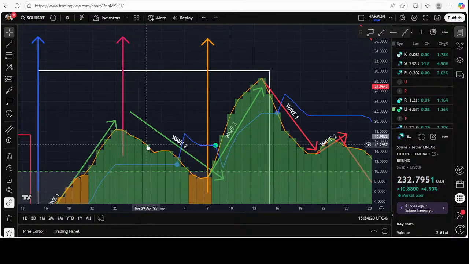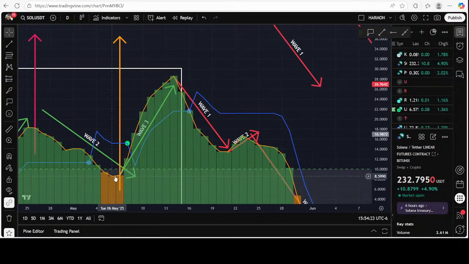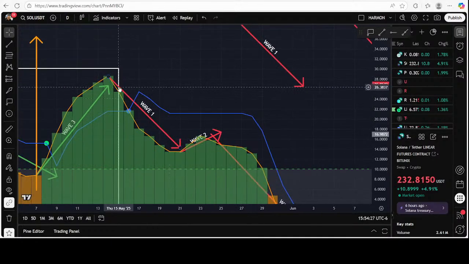We sell. Wave 2 pulls back. We get back in when the money goes sideways and starts to move up. We have our wave 3. As soon as wave 3 ends and it starts to come down, that creates the scenario that we would sell.